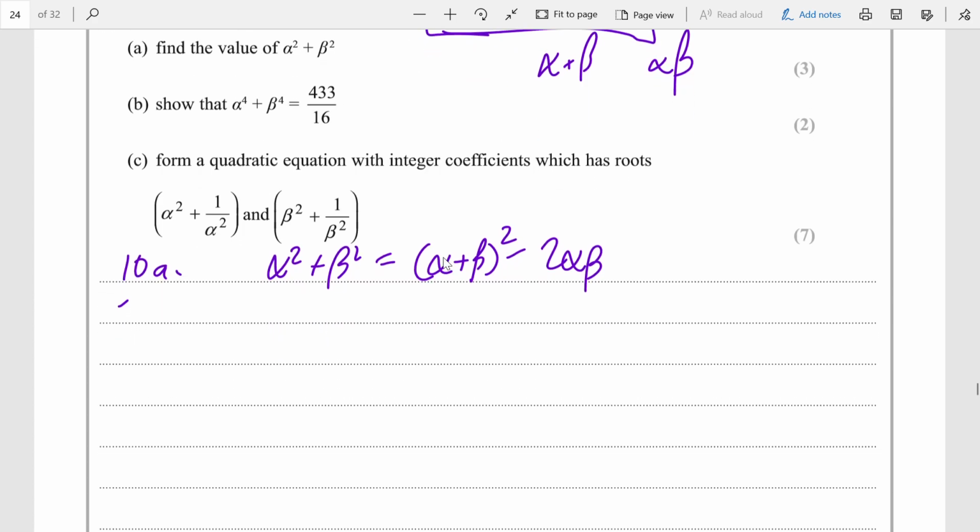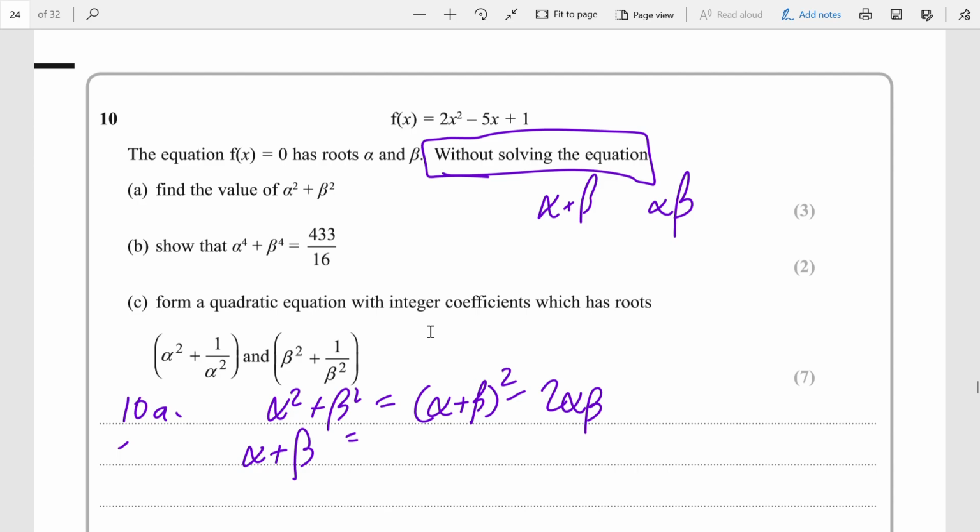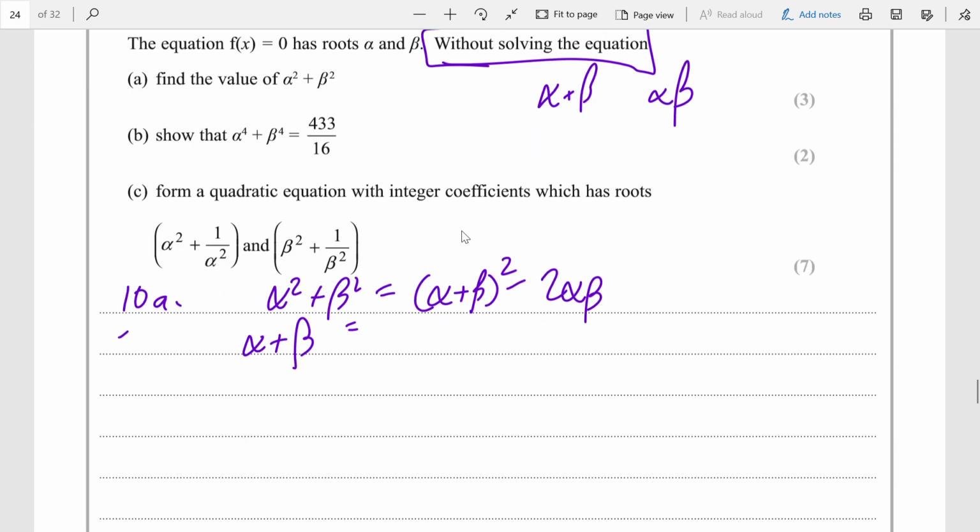And of course, alpha plus beta, the sum of roots, is going to be your negative b over a, so it will be positive 5 over 2 in this case, because negative 5 is 5, and the coefficient a is 2.